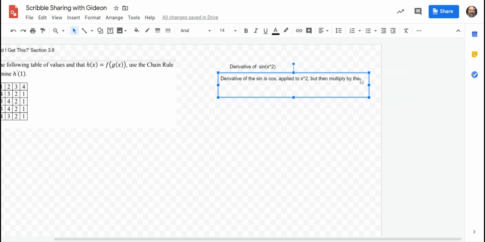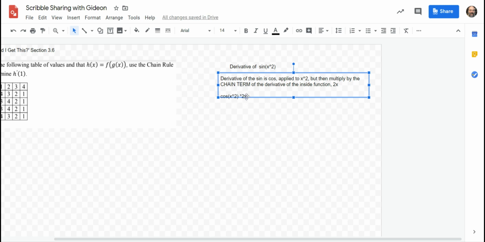Why? Because we didn't have plain old x, right? If it was sine of x, we would have stopped. There's no need to chain because x is just x. But it's x squared, so we need to multiply by the chain term of the derivative of the inside function. And that, of course, is 2x. The derivative of x squared is 2x. So the answer is cosine, still plain old x squared. That doesn't get affected. But we multiply that by 2x at the end.